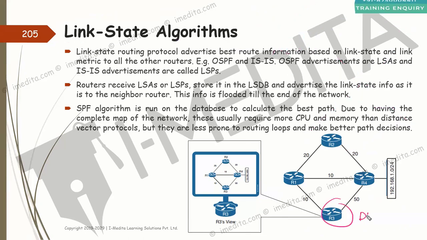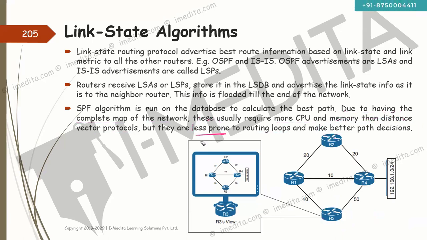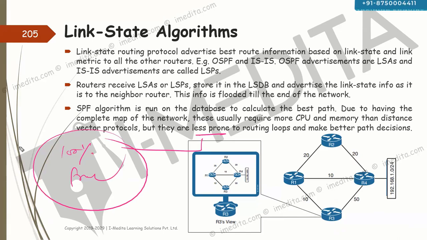Routers need the database. Over this database, they will execute the SPF algorithm, calculate the best path and install the best path. Since they have the complete map of the network, they require more CPU and memory than the distance vector protocol, but they are less prone to routing loops and make better path decisions. It doesn't say they are completely loop-free. We consider link state routing protocols as loop-free protocols, but it's not like they are 100% loop-free. They are less prone to routing loops as compared to the distance vector protocol, just because they have the entire idea of the network.